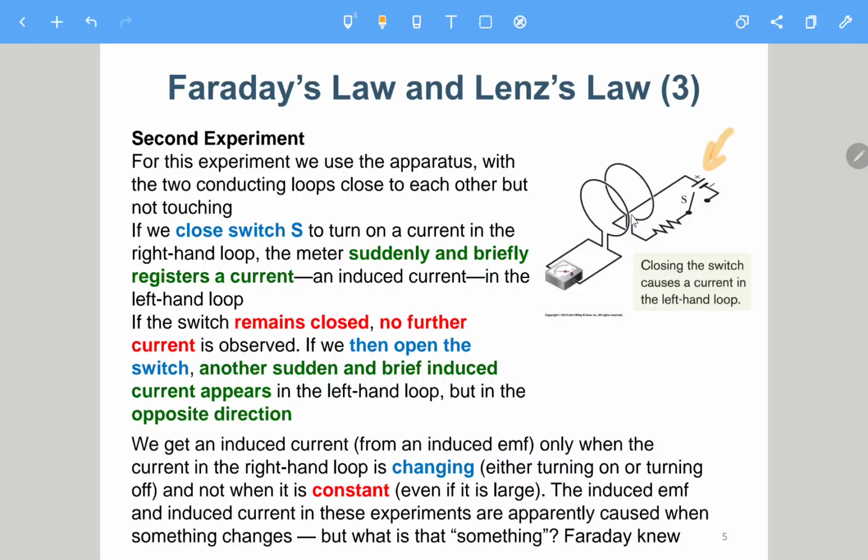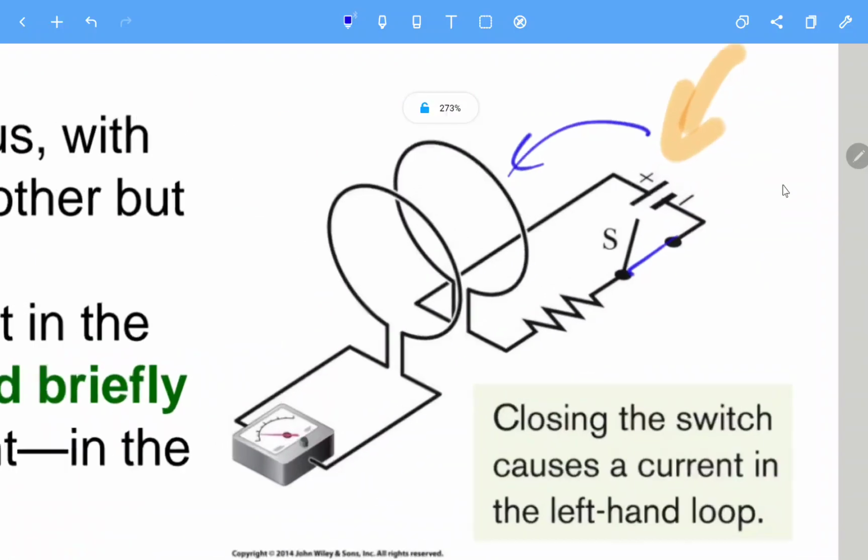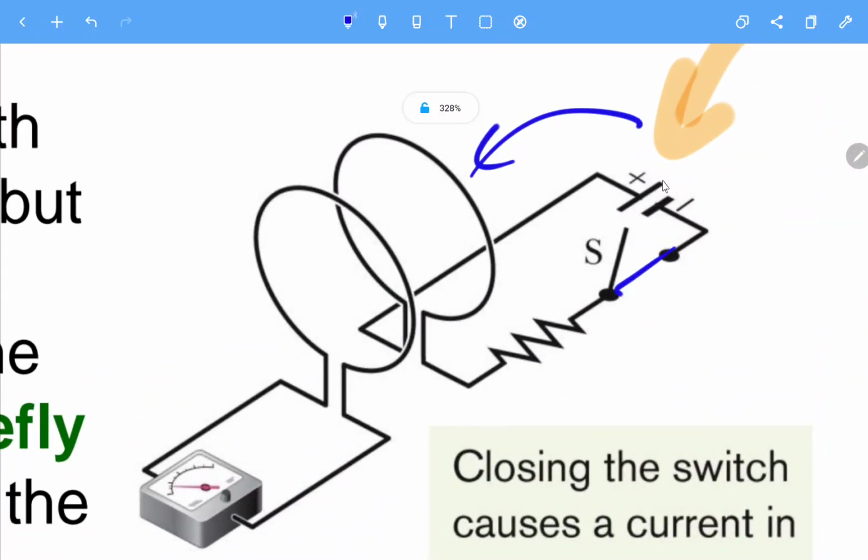For this loop, it connects to a resistor, and then this is a switch, and then this is a battery. If it is open, there won't be any current, and if you close the switch, there will be current. The direction should be like this, because this is positive and this is negative, so the current should be in this direction.